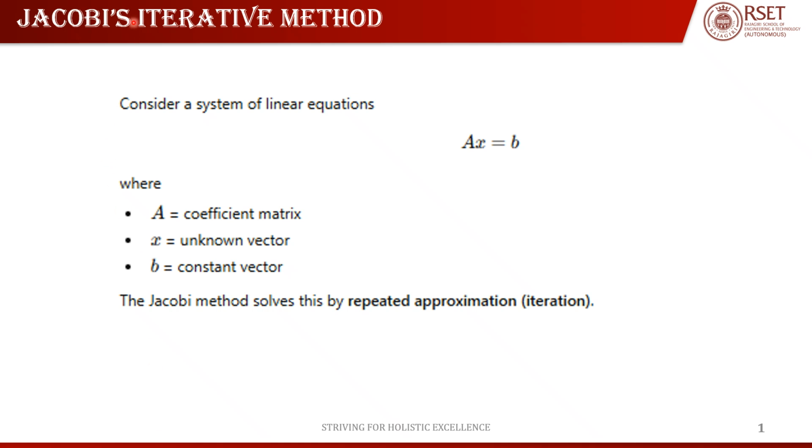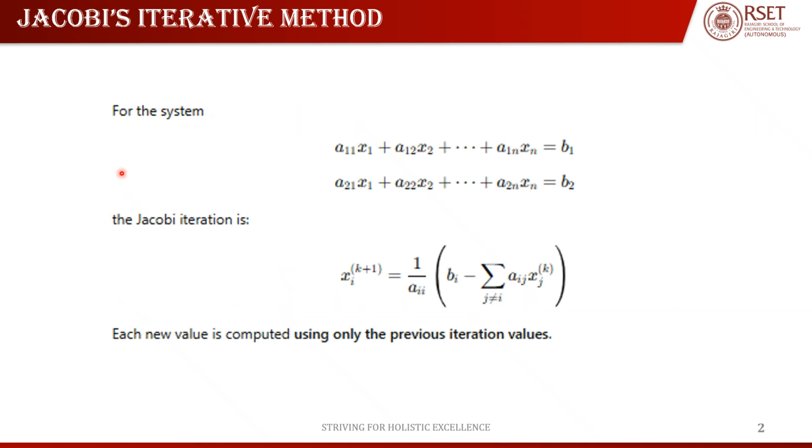So today we'll be dealing with Jacobi's iterative method, and in this method we'll be given a system of linear equations Ax equal to b, where A is the coefficient matrix, x is the unknown vector and b is the constant vector. In this Jacobi's method we solve for the values of x by repeated approximation. So we'll just see what the procedure for that is.